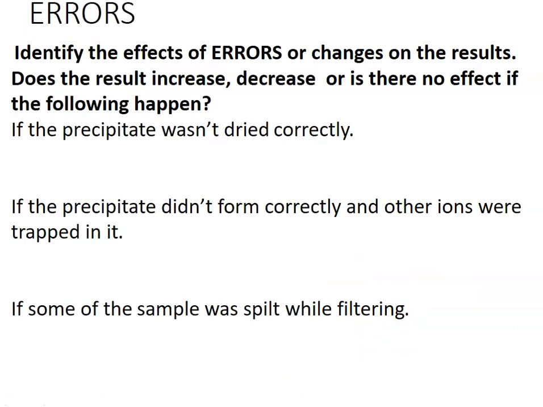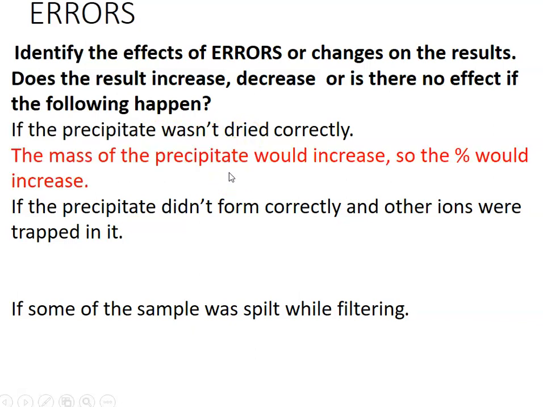Errors. Identify the effect of errors. There's lots and lots of errors, so you need to be able to answer questions about the types of errors. So if the precipitate wasn't dried correctly, what would happen to your percentages? The mass of the precipitate would be heavier because of the water. So the mass of the phosphate or phosphorus would be heavier, so the percentage would increase.